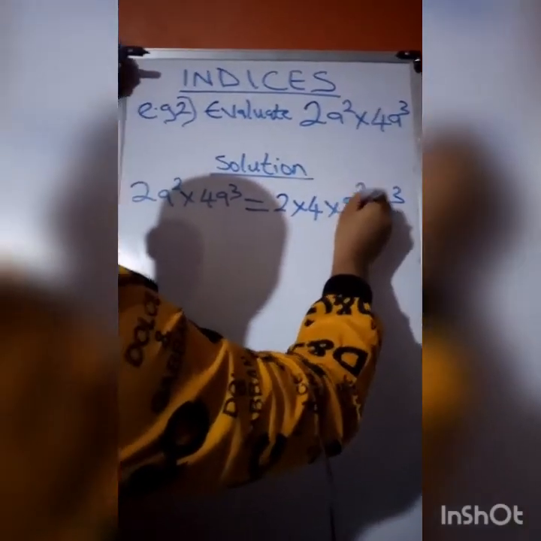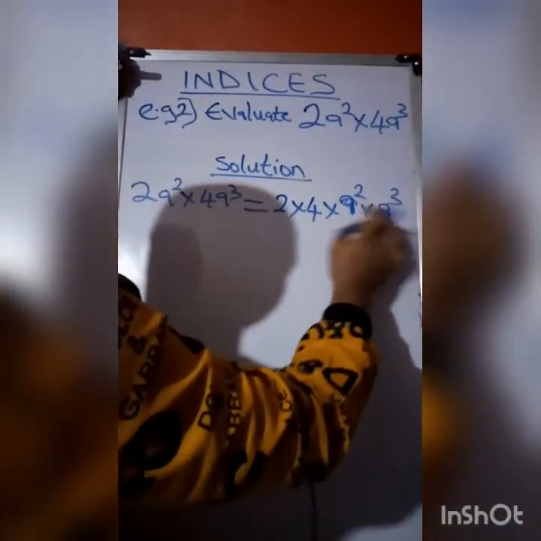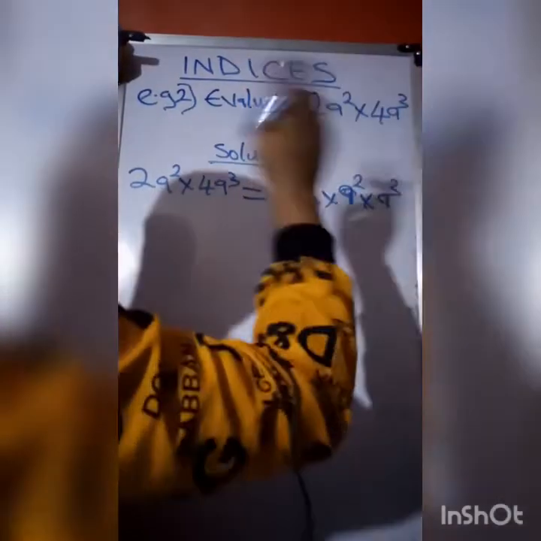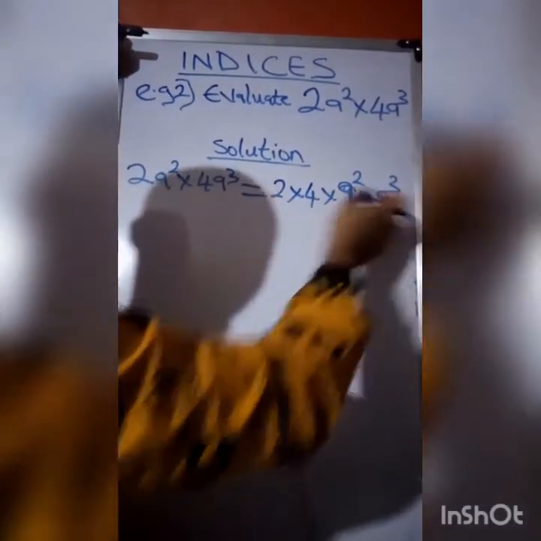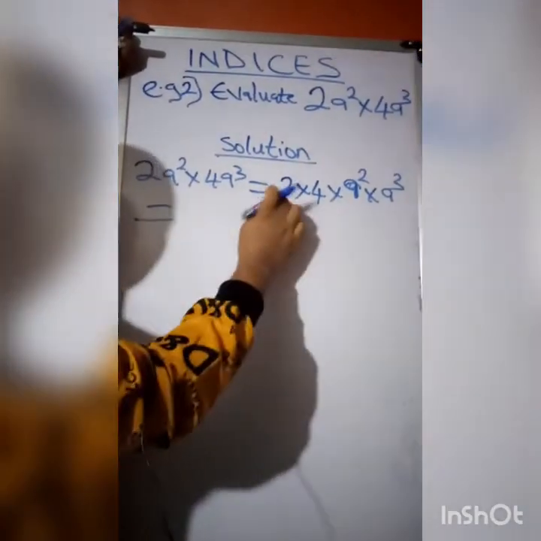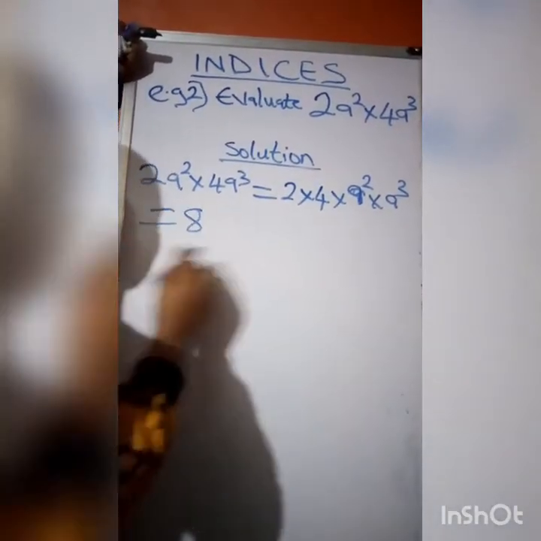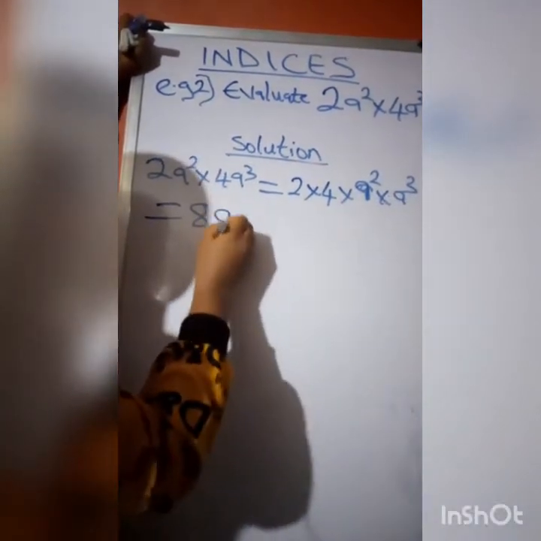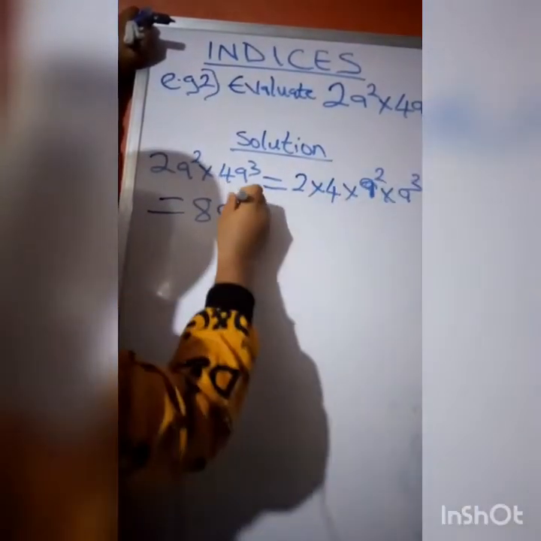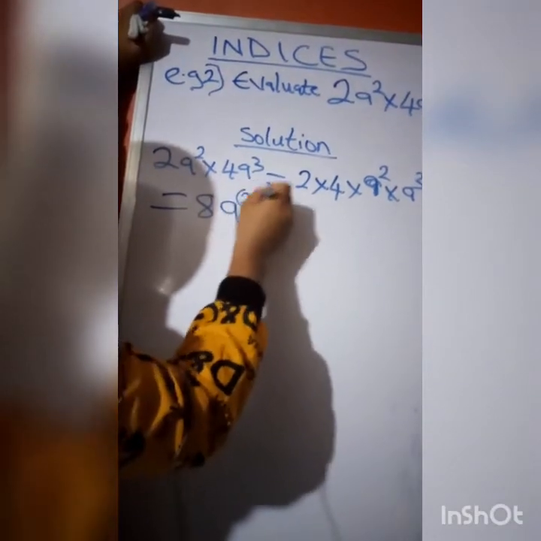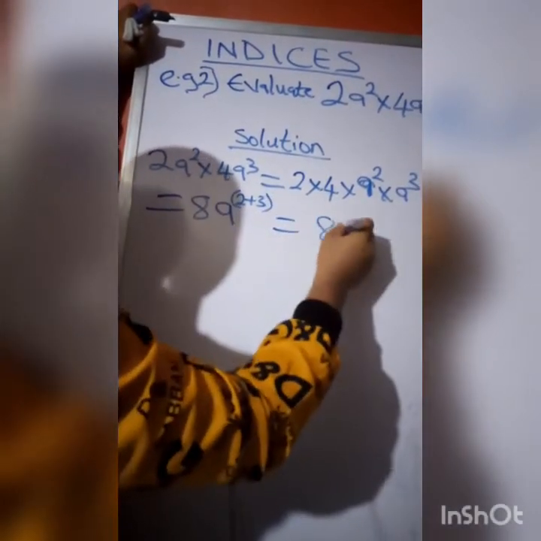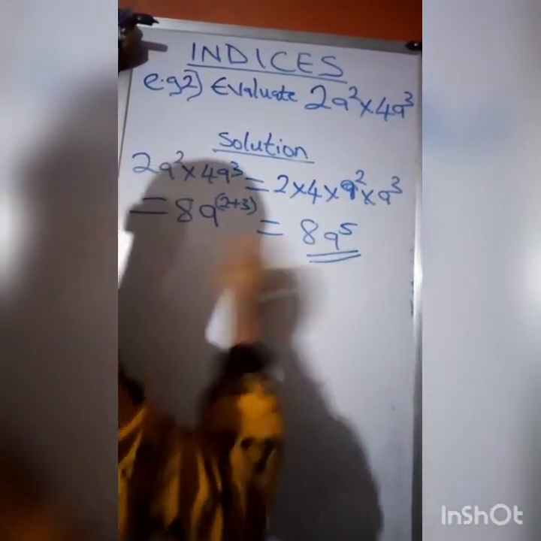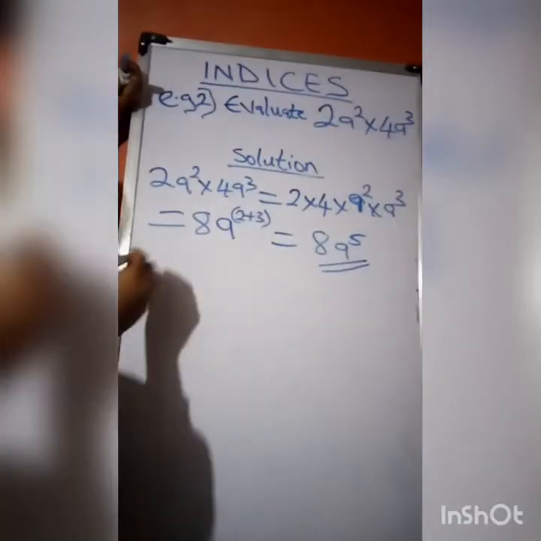Now I did this. Why am I doing this? Because this becomes my what? Multiplication law. Remember the first law we did, multiplication law. So this will give me 2 times 4 is what? 8. By multiplication law, if I pick one of the a, I'll now add what? The powers, 2 plus 3. So this will give me 8a raised to power of 2 plus 3 is what? 5. Succeeded in doing that.